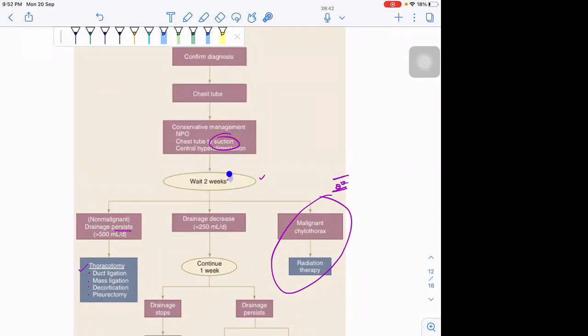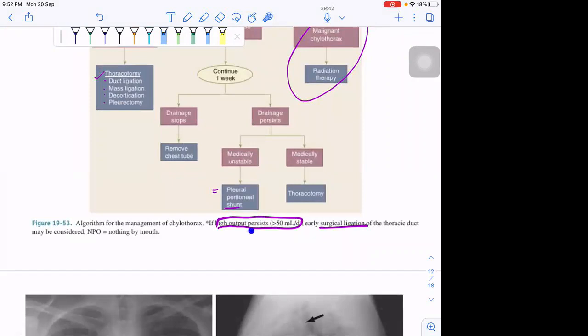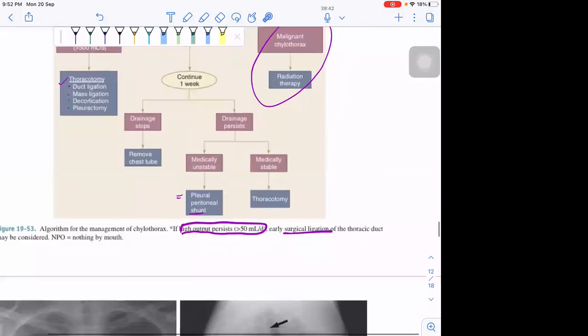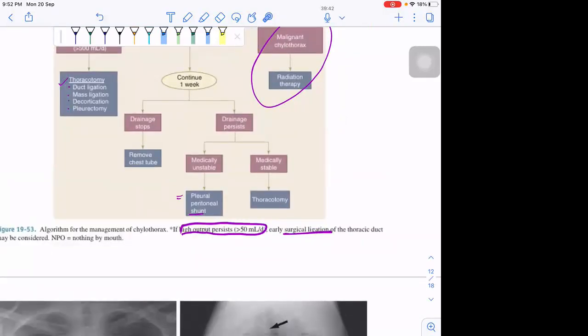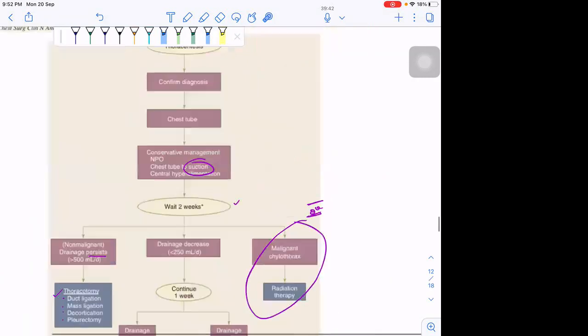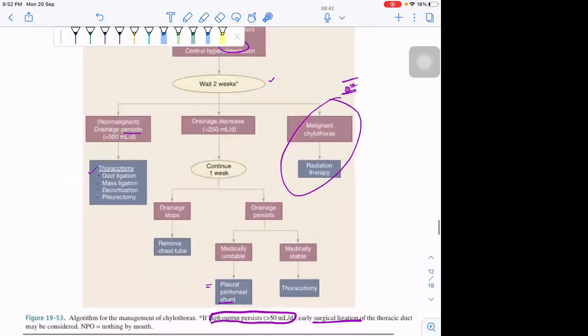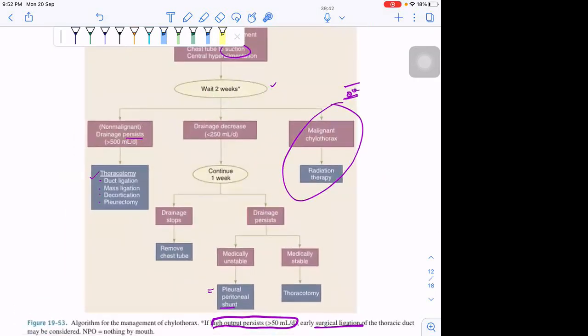What is the contraindication to waiting for 2 weeks? If the high output persists at more than 50 ml per day, then early surgical ligation of the thoracic duct may be considered. Then, after waiting for 2 weeks, if it is diagnosed as malignant chylothorax after the investigations, you go for radiation therapy, and the drainage decreases to less than 250 ml per day.